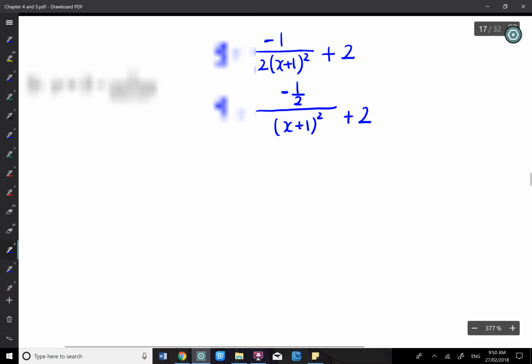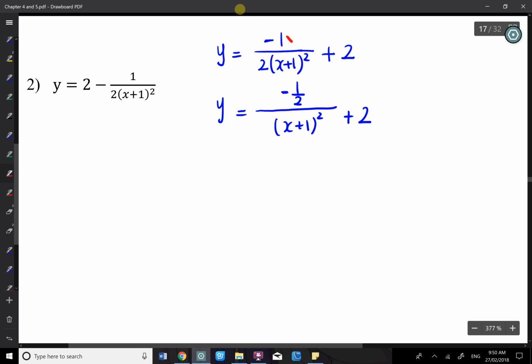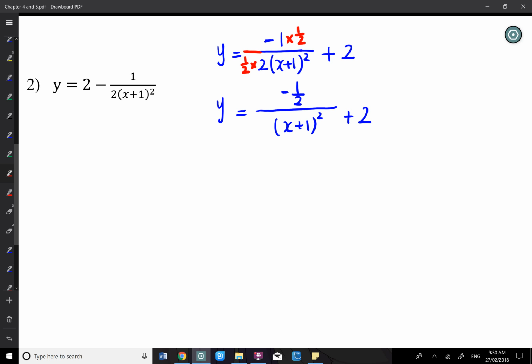If you times the same number on the same fraction, you will have the same size of that fraction. So it's not going to change the fraction. So just times a half on top and bottom. That's what I'm doing, times a half on both top and bottom. So you get -1/2 on the numerator.